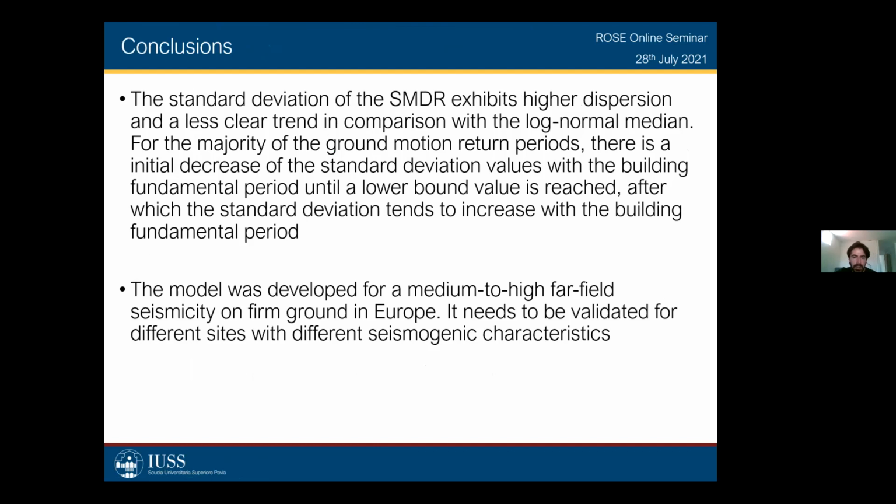And finally, a very important clarification is that this model was developed for a medium to high far-field seismicity site on firm ground in Europe, which means that it is representative for the European region. This needs to be validated and may have to be modified for different sites that have different seismogenic characteristics.